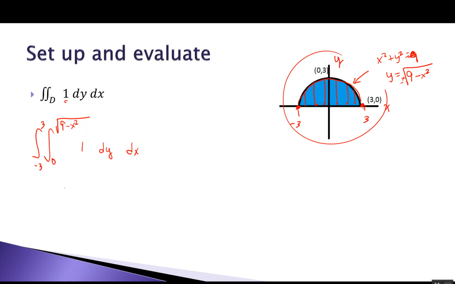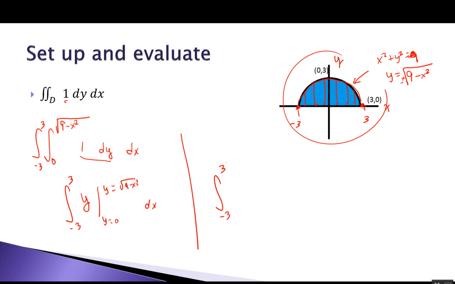Let's go ahead and start to evaluate this. So this is easy to evaluate. This is just y, evaluated from y equals 0 to y equals the square root of 9 minus x squared, dx from -3 to 3. And so this becomes the integral from -3 to 3 of the square root of 9 minus x squared, minus 0, dx.